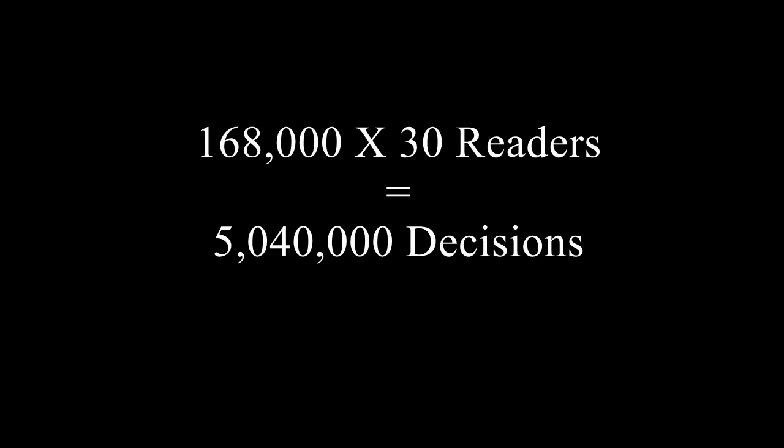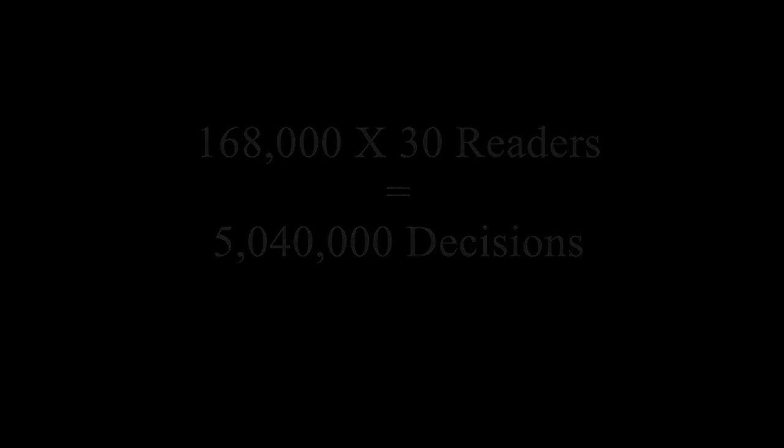So 30 readers are going to make over 168,000 decisions on where to put the dots. So 168,000 multiplied by 30, that's 5,040,000 decisions. How many out of these 5,040,000 decisions were wrong decisions according to Jay?